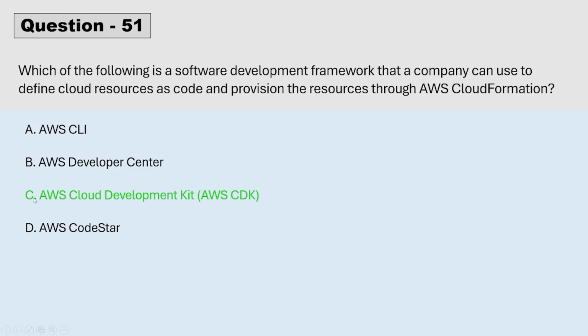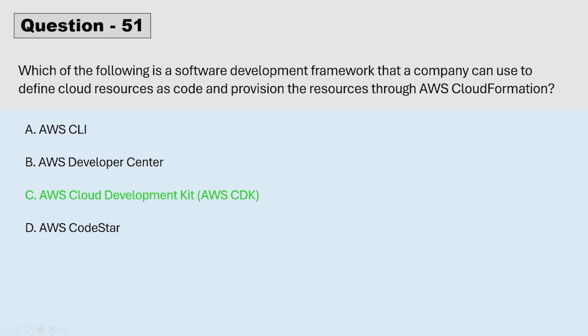And what if we talk about AWS CLI? It is a command line tool that allows users to interact with AWS resources using commands. While it is useful for managing AWS resources, it is not specifically designed for defining cloud resources as code or provisioning resources through CloudFormation. So this is not correct. Now AWS Developer Center. There is no specific service or tool named AWS Developer Center in AWS. So this is just a general term that is used as an option. So this is not correct, obviously.